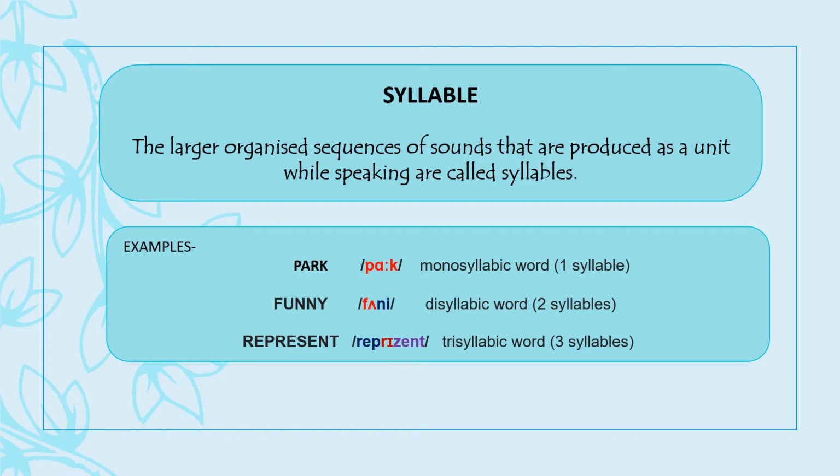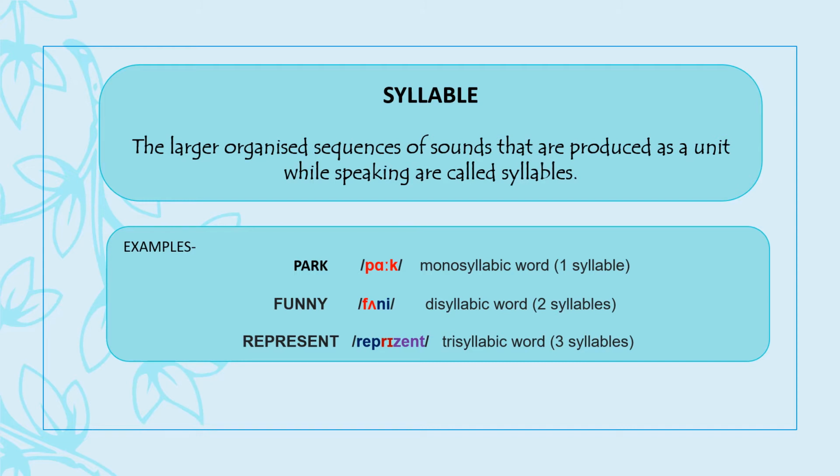In the second word, funny, it is a disyllabic word and we have two syllables. So the sounds in this word are divided into two different units. I have used different colors to mark out the two different syllables of the word. Funny. We break this word into two parts while pronouncing it.